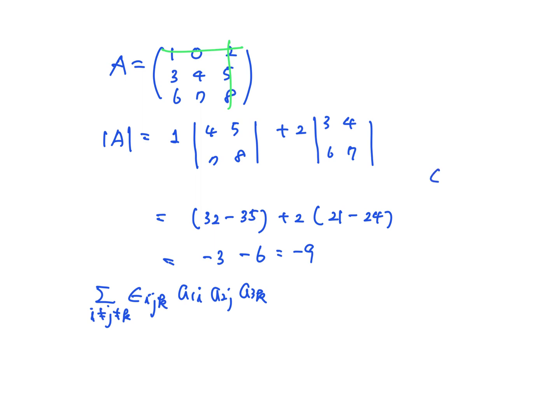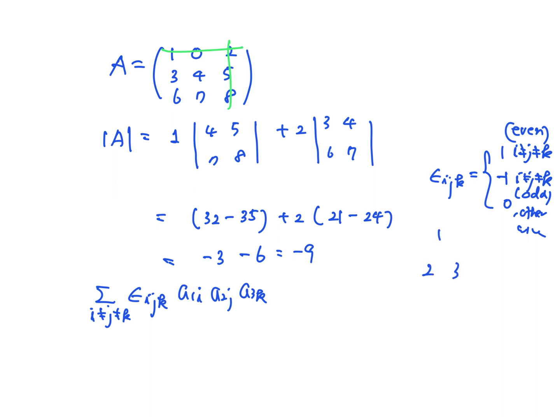Epsilon ijk is 1, minus 1, 0, right? I equal j equal k is 0, and even permutation is 1. If i, j, k are all different and the odd permutation, it is minus 1. So let me check 1, 2, 3. Even permutation.